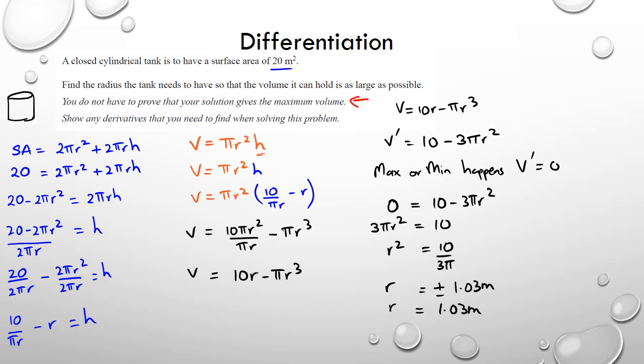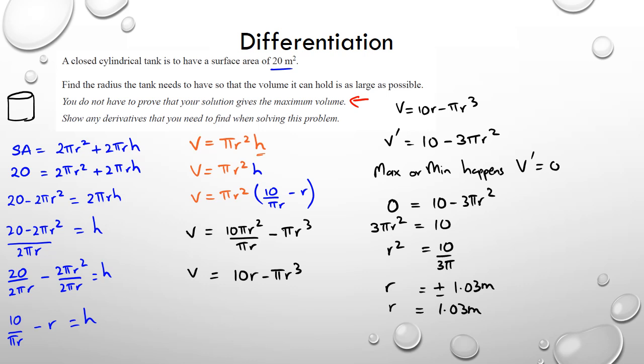It doesn't actually ask you; if you read here, it says you do not have to prove that the solution gives the maximum volume. So this is how you do this question. Of all the excellence questions, this is probably a lot easier in differentiation compared to some of the ones I've seen. It's just writing an equation and then substituting it into the second equation, which is volume, differentiating, and then setting it equal to 0.